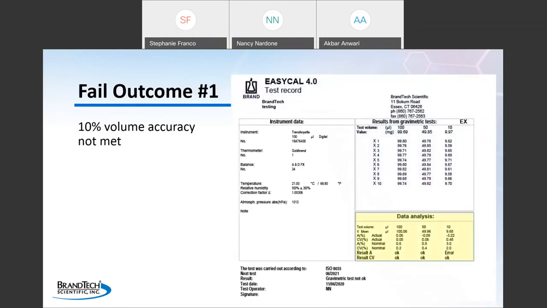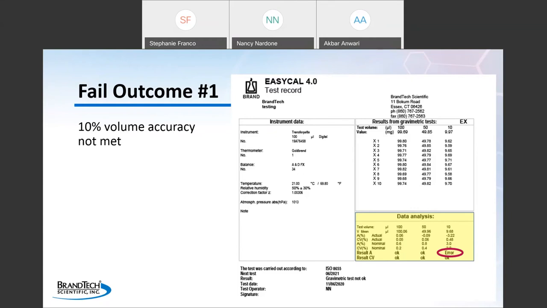In this first scenario, the liquid handling instrument has met the accuracy and CV specifications. Mind you, these are for the manufacturer's stated specifications at both the nominal and 50% volumes. But the accuracy specification at the 10% volume hasn't been met. It's close, but it didn't quite make the specification for this volume. So does this mean that there's a problem with the instrument? Should the instrument be adjusted or taken out of service?